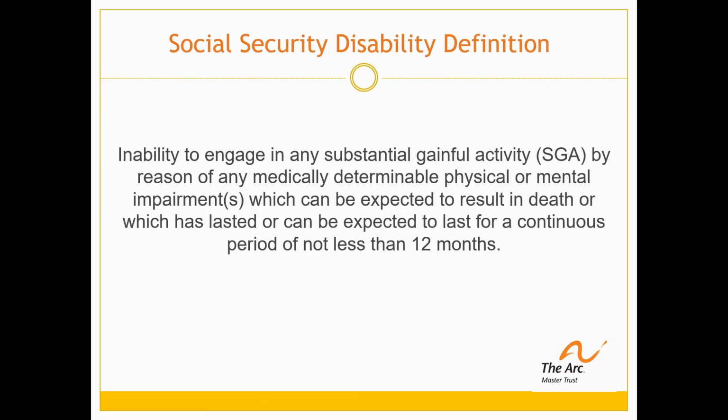When Social Security is deciding if someone's disability is severe enough to impact their ability to work, they are looking to see if they can work enough to reach what Social Security is calling Substantial Gainful Activity, or SGA. And this SGA is one of the important factors for how Social Security defines disability.